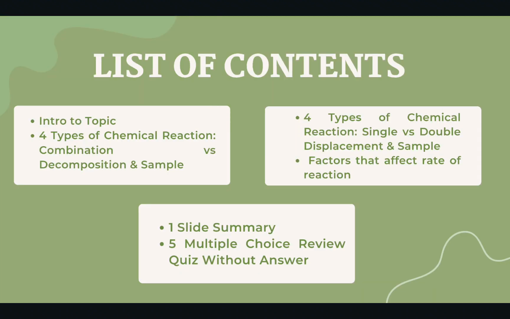List of contents. First, we have intro to topic, then 4 types of chemical reaction, combination versus decomposition and its sample. Then we have single versus double displacement and its sample. Next, factors that affect rate of reaction. Then, the summary. Then 5 multiple choice review.